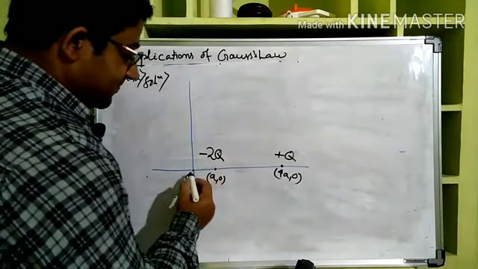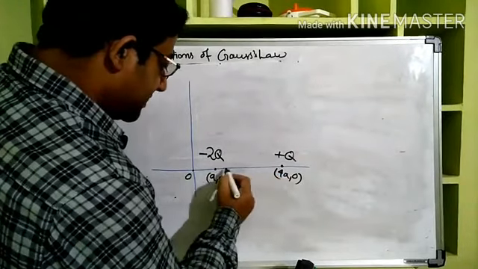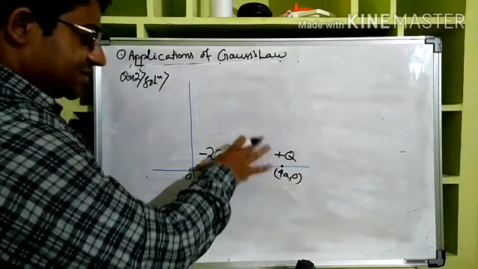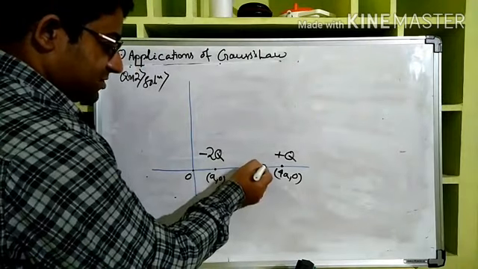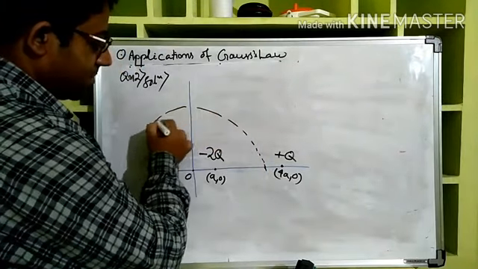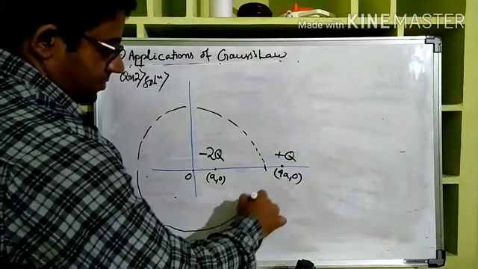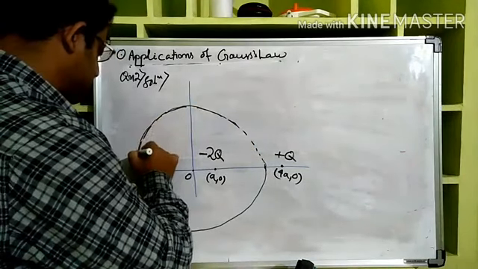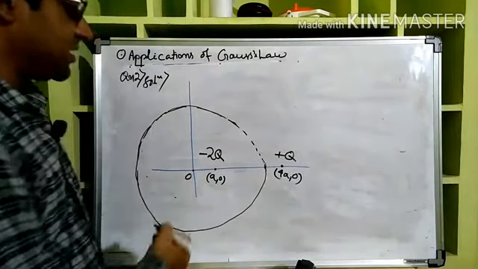With this center, 3a is less than 4a, right? Somewhere here, 1, 2, 3, let us say here it is 3a. With this much radius, if we imagine a sphere, what is the electric flux through that sphere is the question.